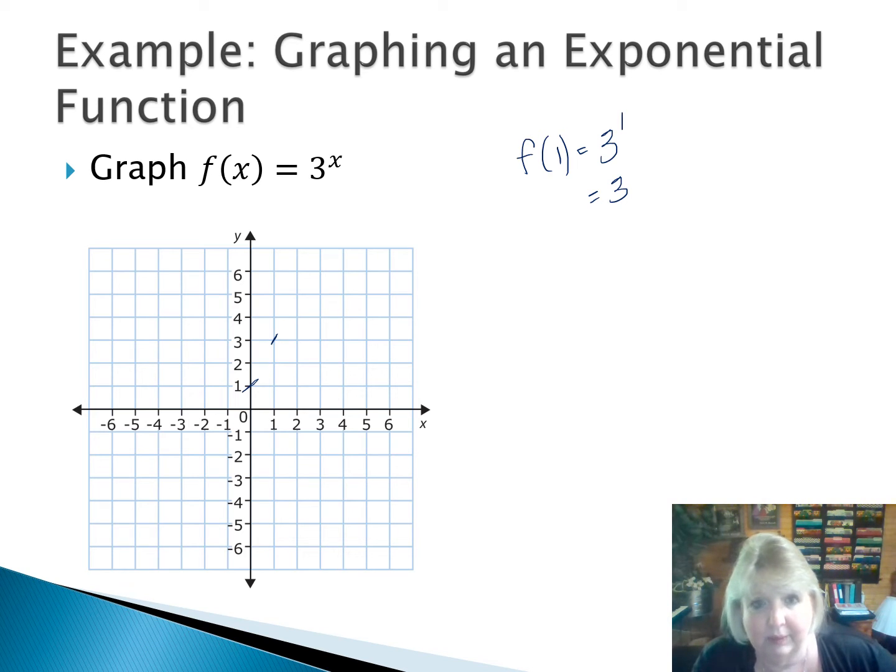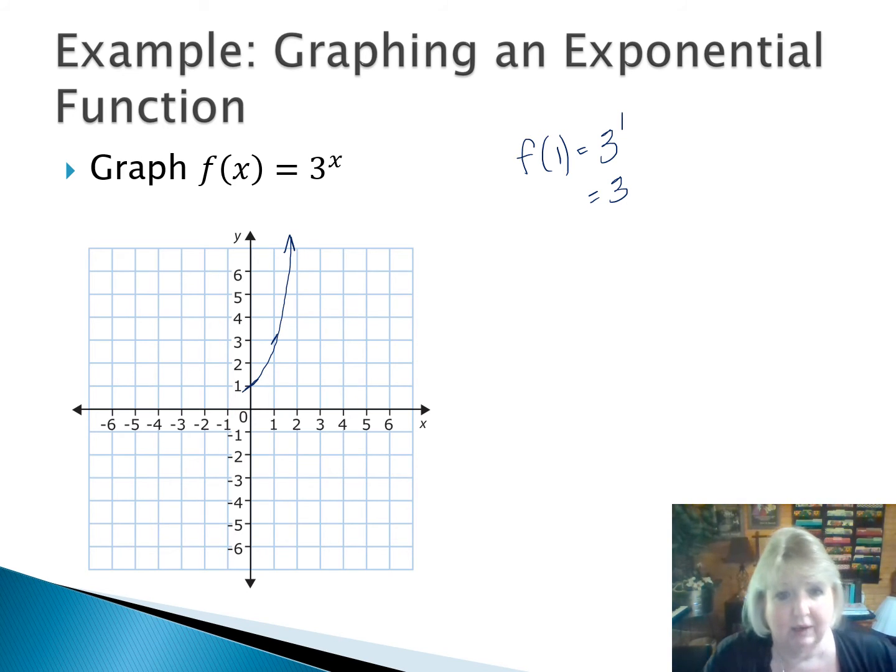If you want to do another one, you can go over 2. That'd be over 2, up 9, which is off my graph, so I'm not going to do it. If it needed to be really accurate, I could also plug in a -1. 3 to the negative first power is 1/3. Or plug in a -2: 3 to the -2 would be 1/9, so it's going to be getting closer to that x-axis very quickly. But that's all that's required in order to graph an exponential function.